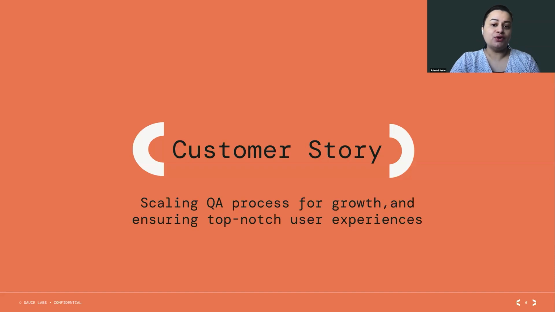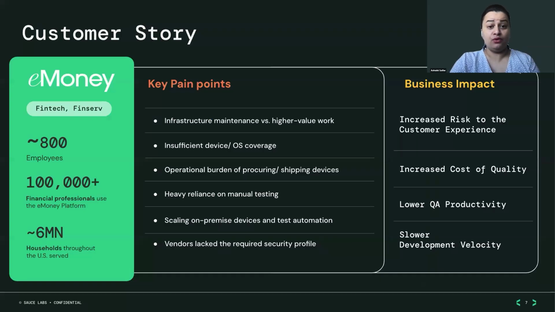And today we are going to talk about eMoney Advisor, who scaled their QA program with growth and solved some of these challenges that we just talked about. So, a quick profile: eMoney Advisor offers a robust financial management platform that is currently being used by 100K-plus financial professionals today. That gives you a sense of the scale that the company operates on today, right?